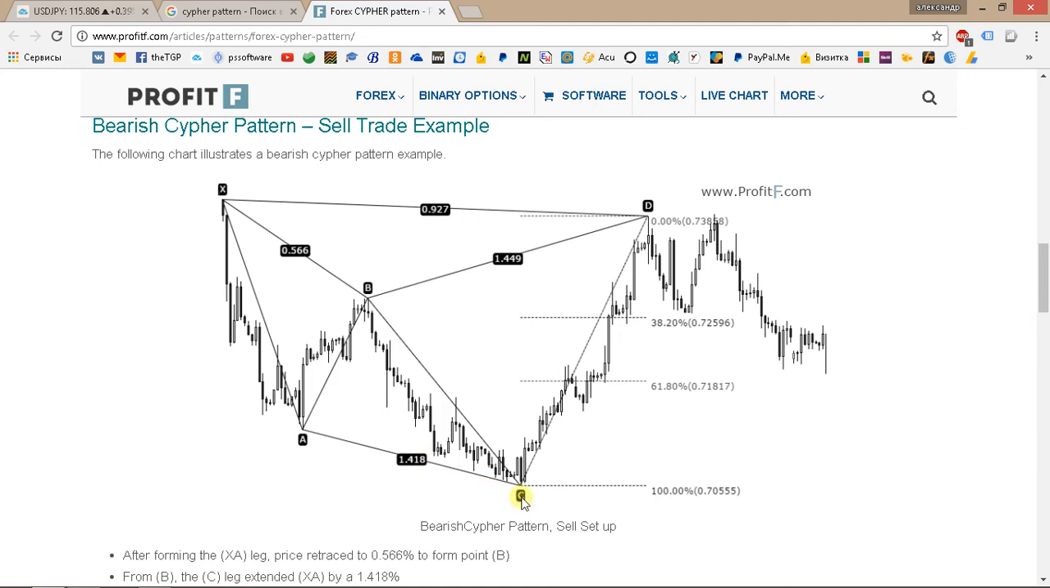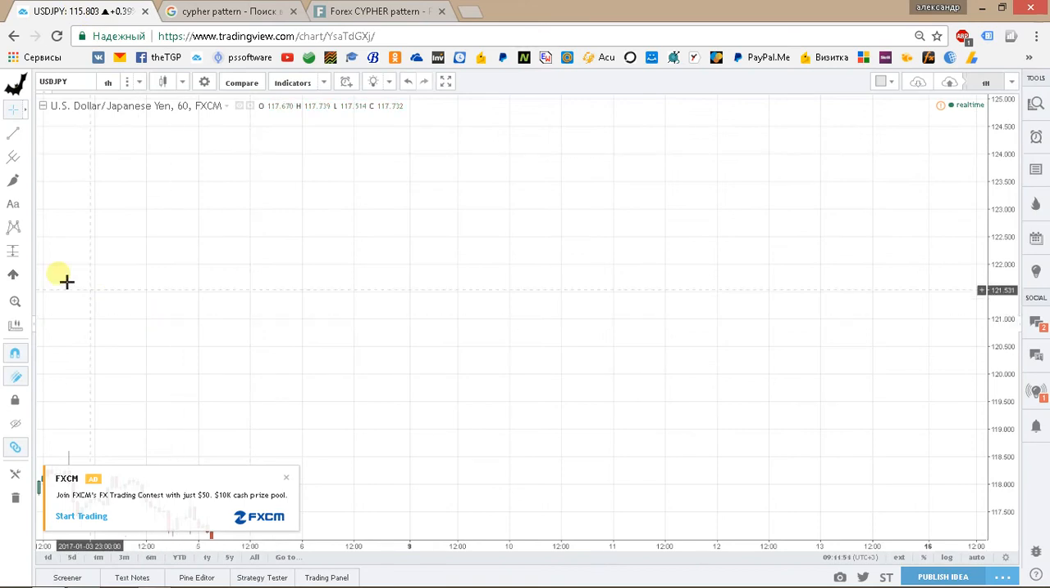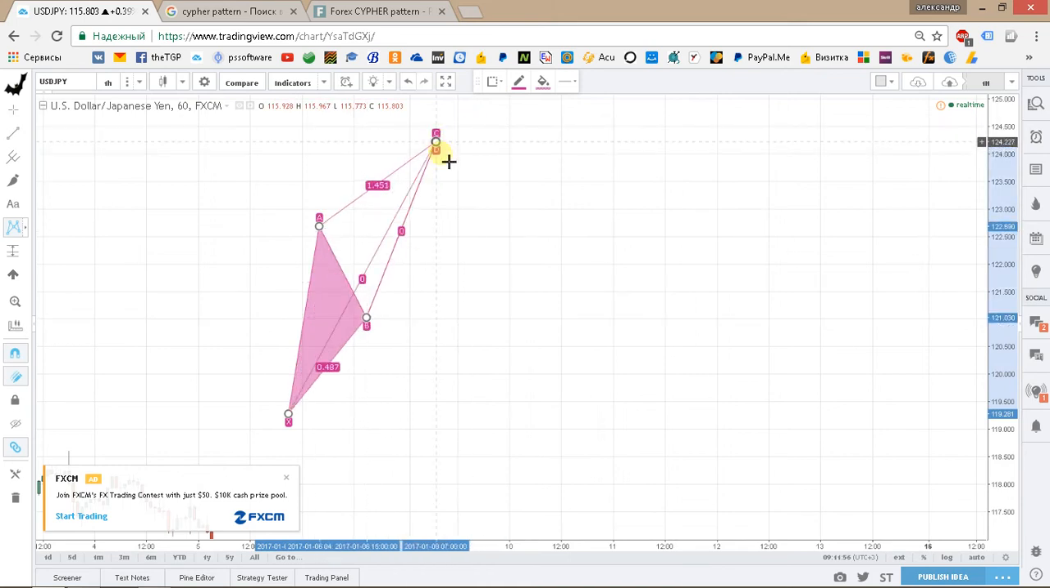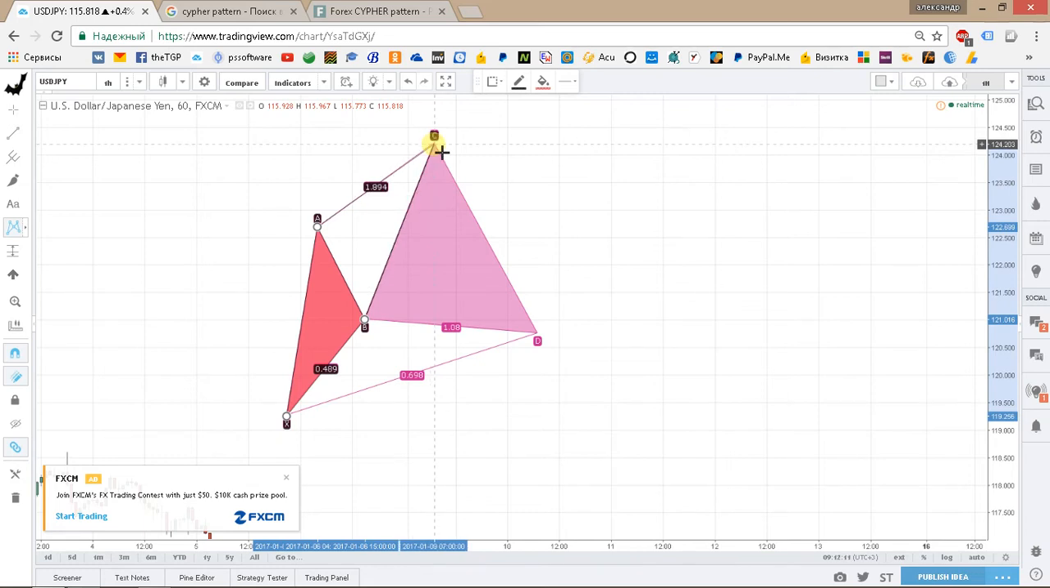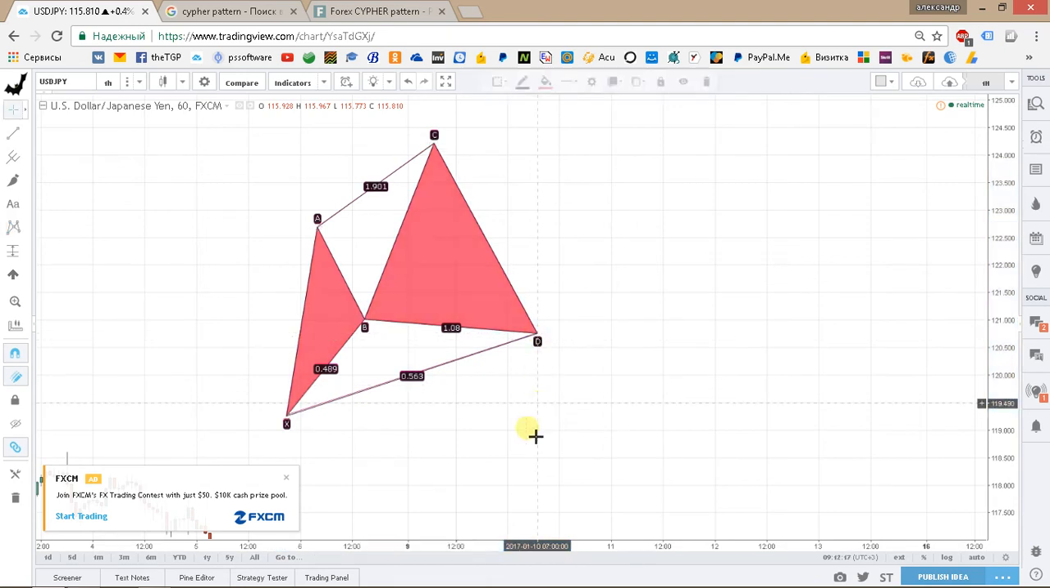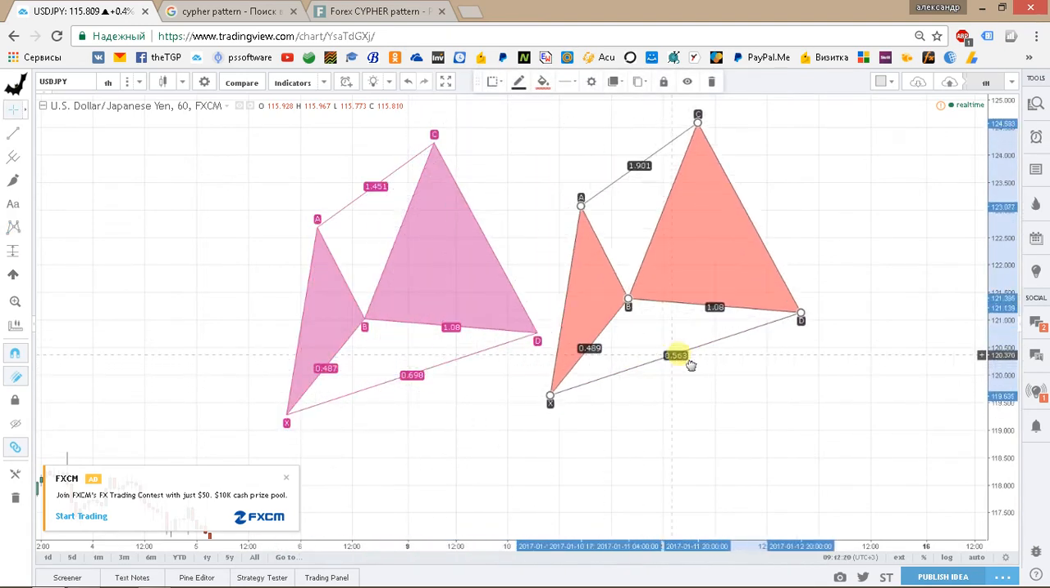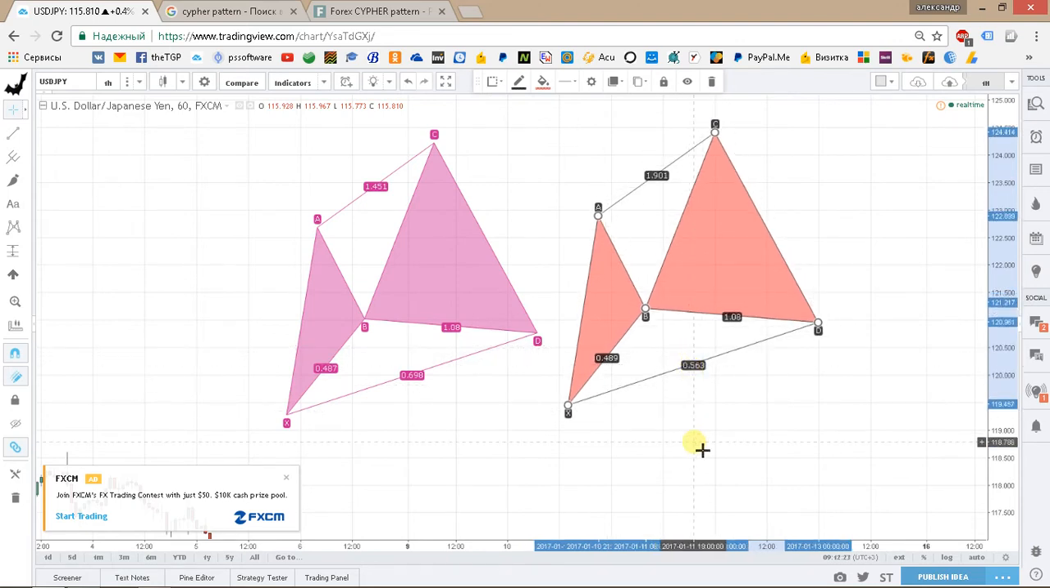1.418. Well, I think those guys missed the pattern rule, pattern tool. We have two of them: cypher pattern tool. Yes, this is a cypher pattern tool, and we have a XABCD pattern tool. If I draw the same, it will show different ratios. Look at this. Absolutely the same patterns are showing different ratios.